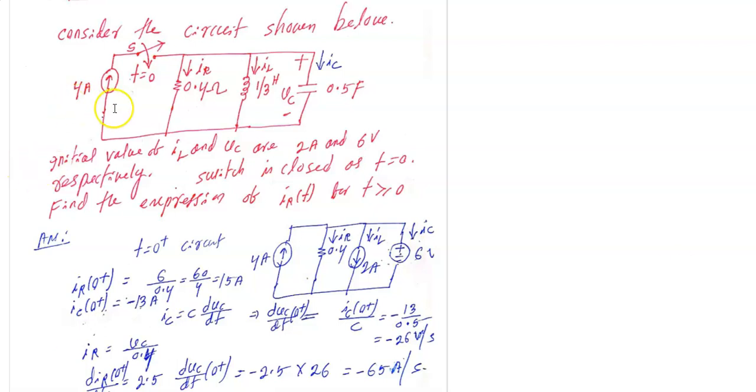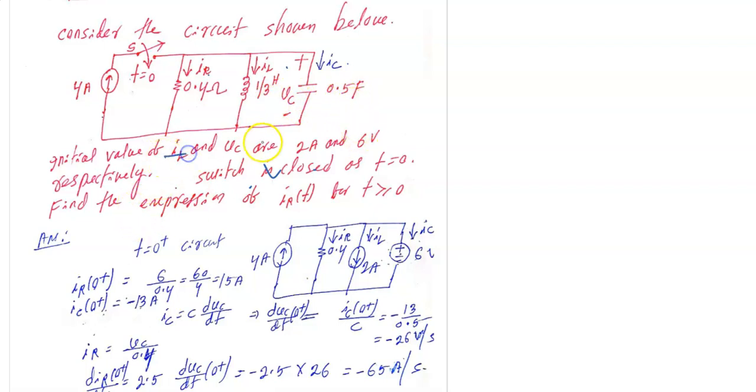So here consider the circuit. You have a current source of 4 ampere connected with a switch, and the switch is closed at t equal to 0. You have IR, IL and IC. We have a 0.4 ohm resistor, a 1/3 henry inductor and a 0.5 farad capacitor.